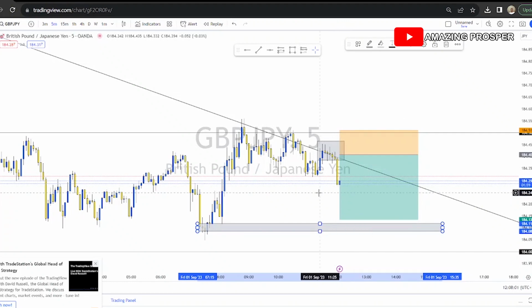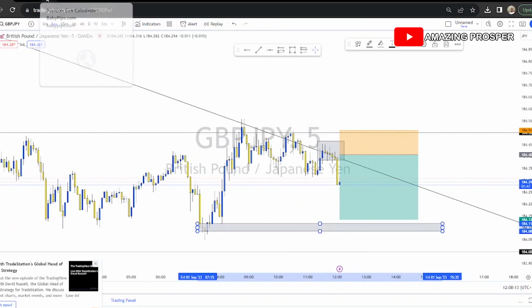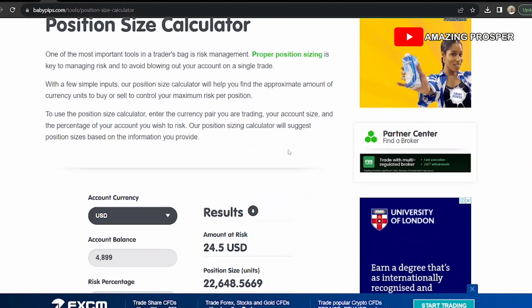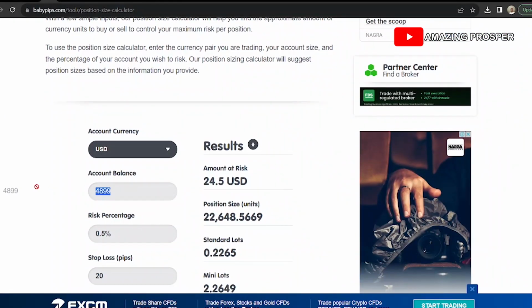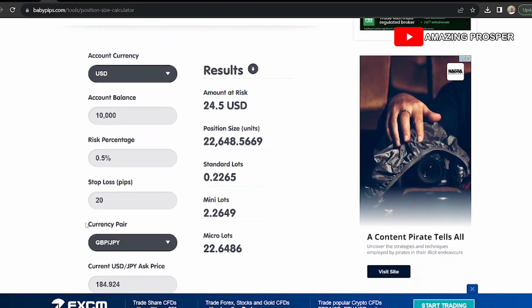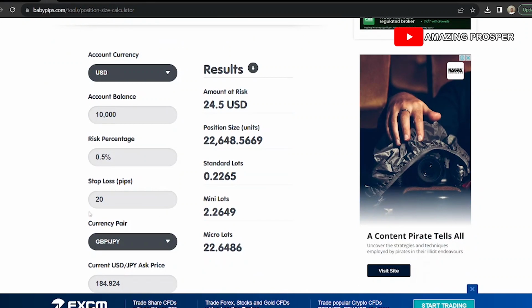Scalpers are people who are fast in making decisions when it comes to forex trading, and they know how to maximize risk to reward ratio. So the next thing scalpers use very well is risk management. If you want to apply risk management, very simple, you come over here, position size calculator. So imagine that I have an account balance of $10,000. As a scalper, you really have to know that you have to be risking so low.